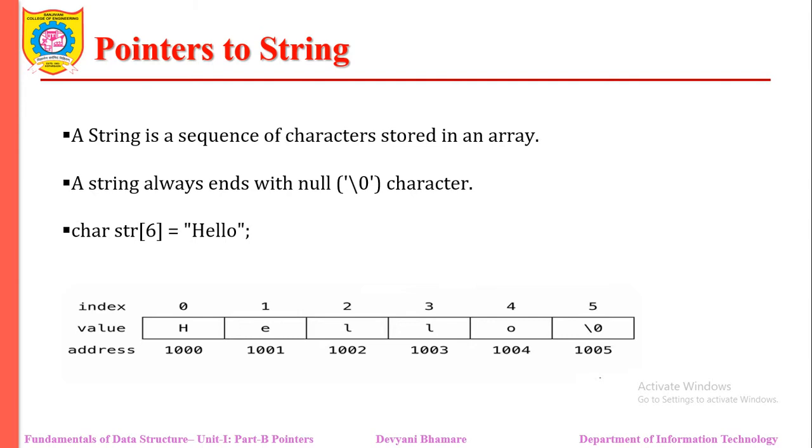The specific thing about a string is that every string ends with a null character. If you look at the example char str[6], this indicates that a maximum of 6 characters can be occupied. Let the string be hello. Then the compiler automatically appends the null character if the string is initialized with double quotes. But if the string is initialized character by character, then we need to explicitly assign the null character at the end of that particular string.